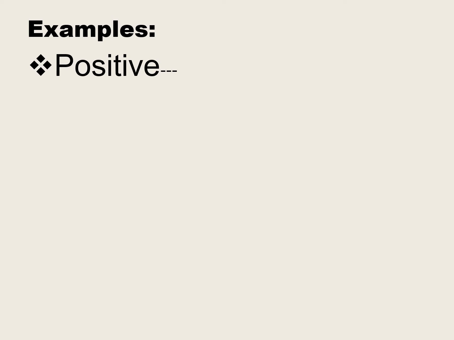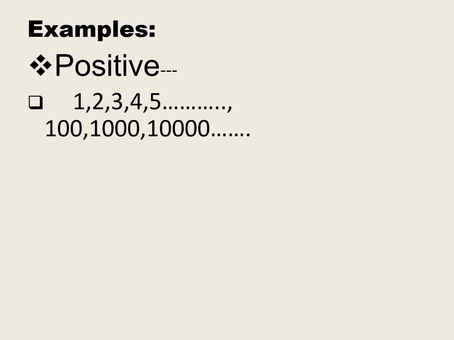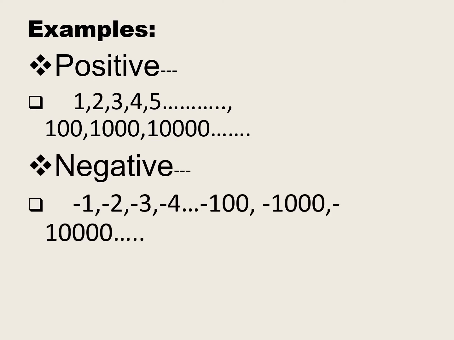Examples. Examples of positive numbers are 1, 2, 3, 4, 5, 100, 1000, and 10,000. How about negative numbers? You have negative 1, negative 2, negative 3, negative 4, negative 100, negative 1000, and negative 10,000. And lastly, the 0. The 0 itself.